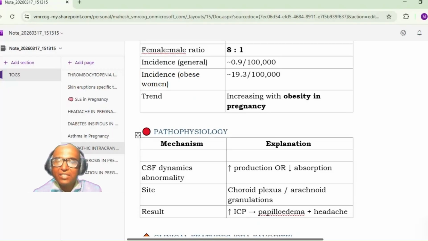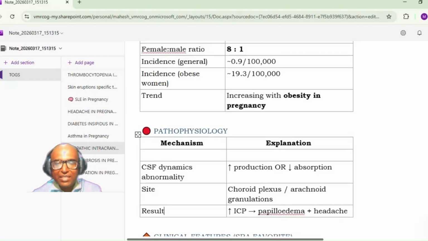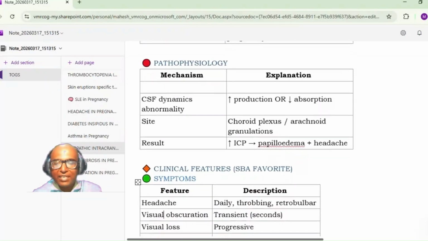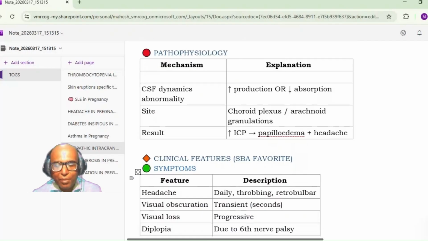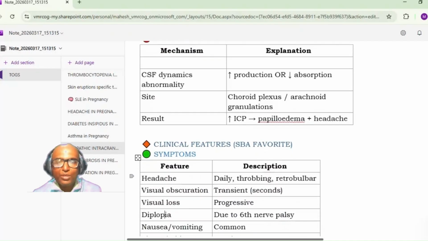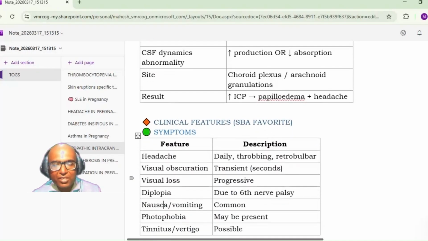dynamics and abnormality. There is increased production or decreased absorption at the choroid plexus or arachnoid granulation level, and that is why there is an increase in the intracranial pressure leading to papilloedema and a headache. Clinically, the patient's presentation is headache. It is a daily throbbing or retrobulbar headache.